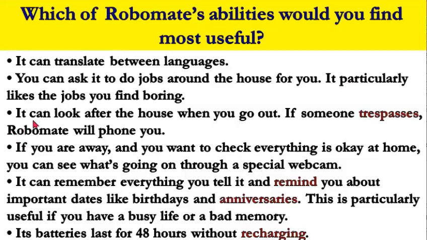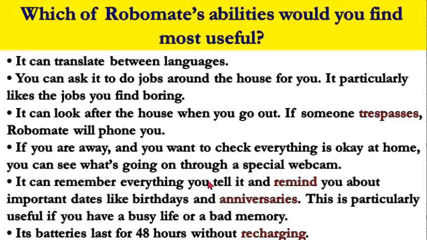Three, it can look after the house when you go out. If you are out of the house and someone is trespassing in your house, the RoboMate will phone you. If you are away and you want to check that everything is okay at home, of course, you can see what is going on through a special webcam. So the RoboMate would have a webcam to check that everything is okay.